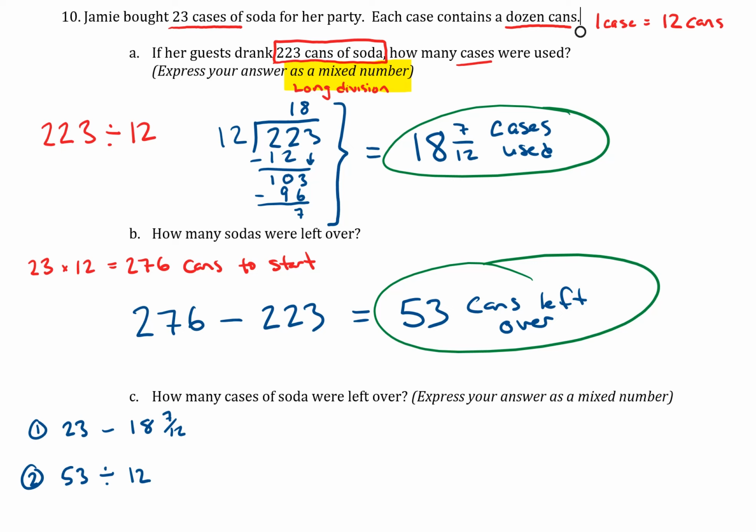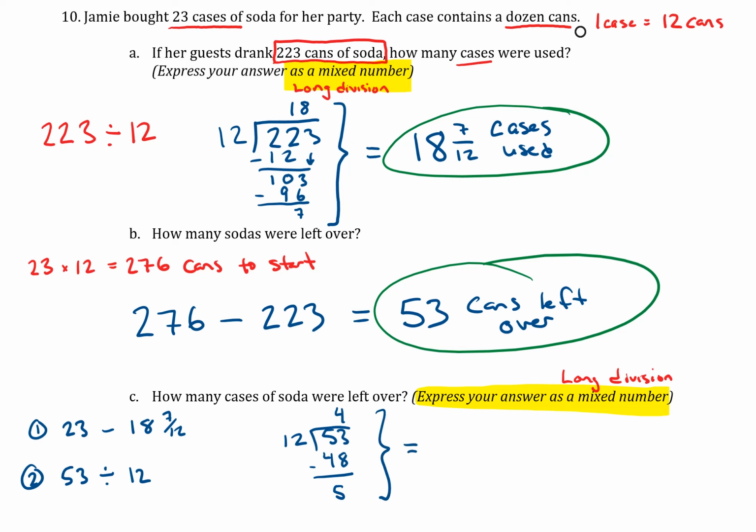So again, we're taking one big thing, the total cans left over, and dividing it up into smaller things, how many cases, so how many groups of 12. So basically, how many 12s are there in those 53 cans? And again, we want a mixed number. So again, I'm going to use long division. So we want to do 53 divided by 12. And 12 goes into 53 4 times, because 4 times 12 is 48, with a remainder of 5.